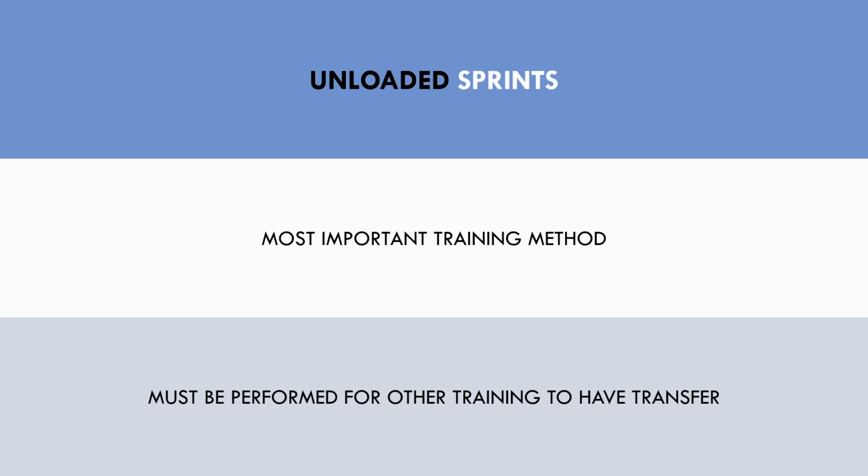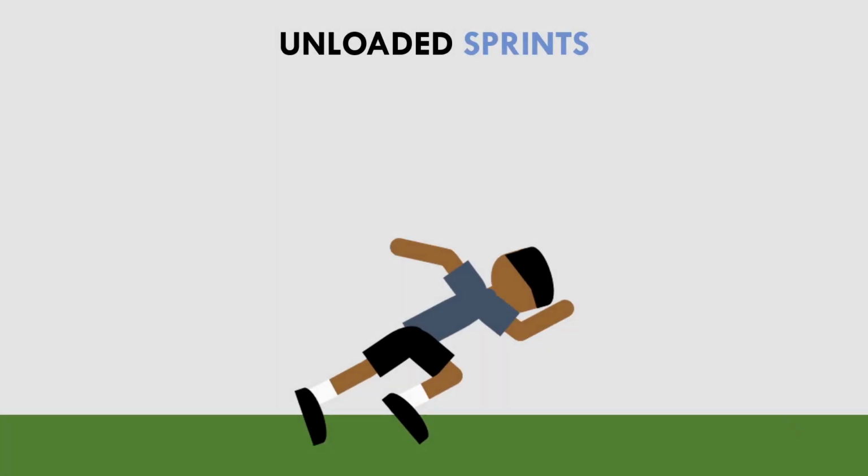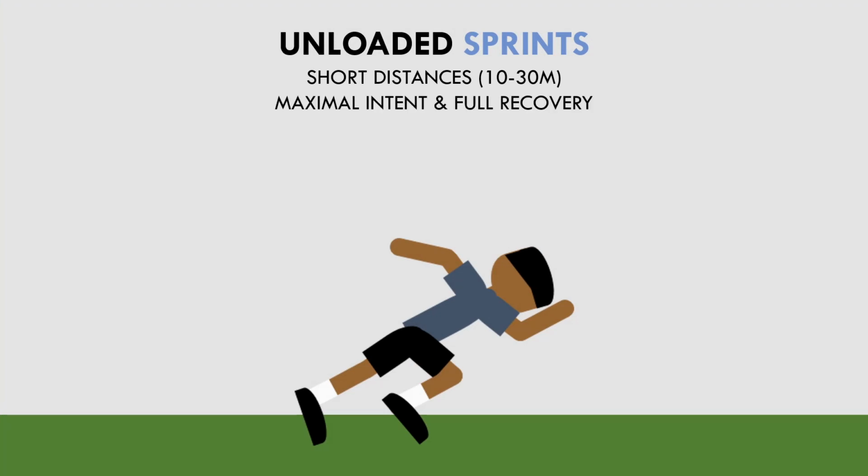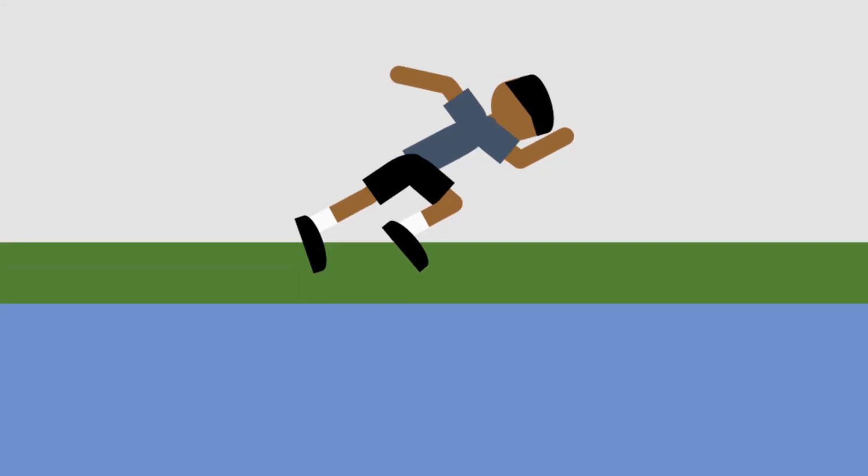When we want to emphasize acceleration performance, we want to use shorter distances of around 10 to 30 meters to focus on the start of the sprint. Sprints should use maximal intent and allow full recovery between efforts. This is because we need to sprint with maximal effort to improve performance, and submaximal rest will inhibit our ability to perform at 100%.